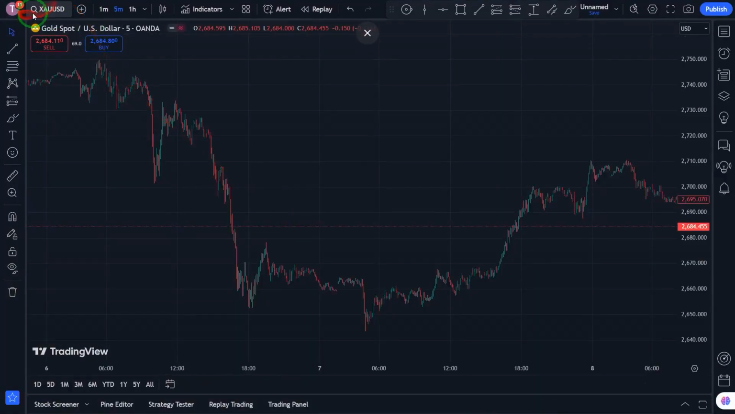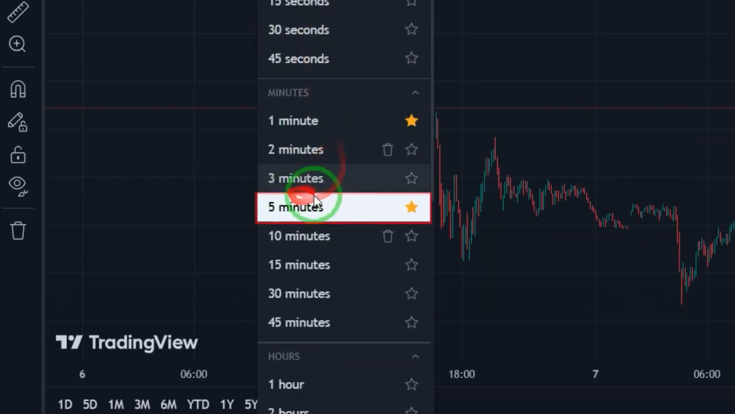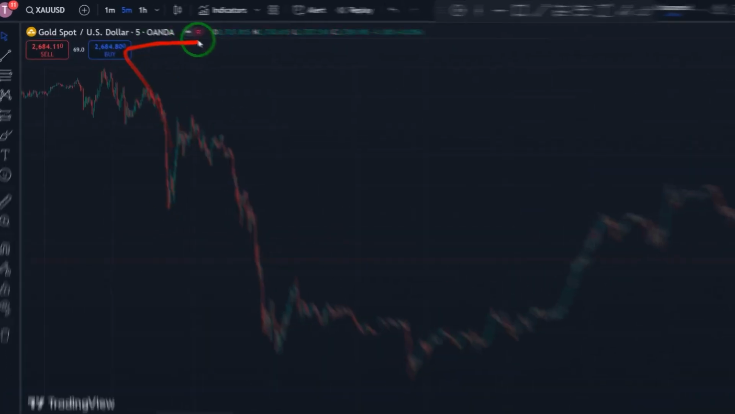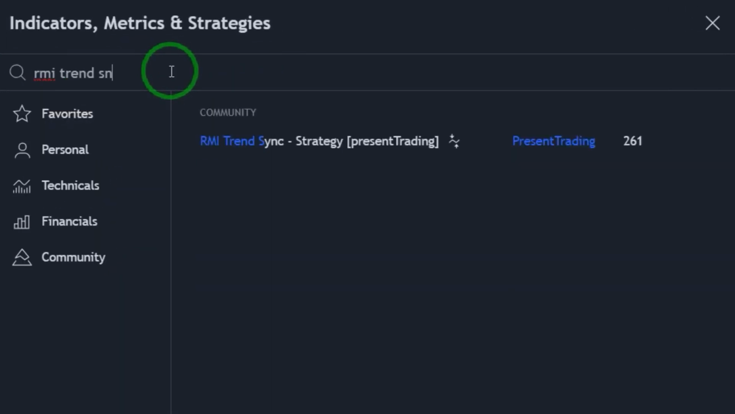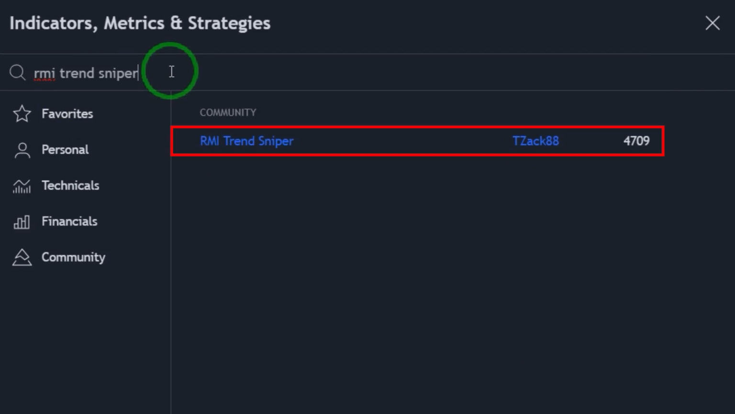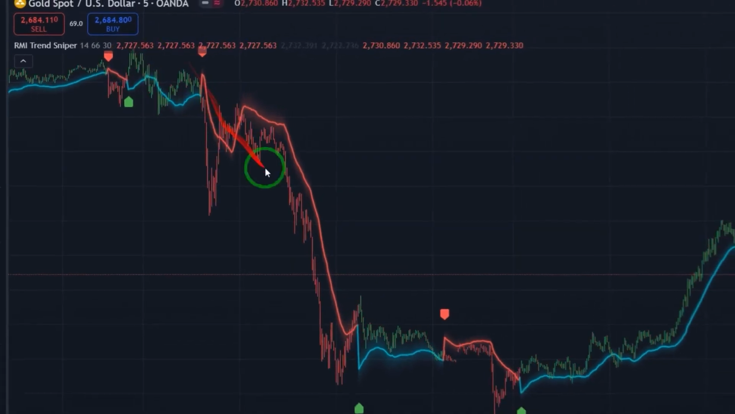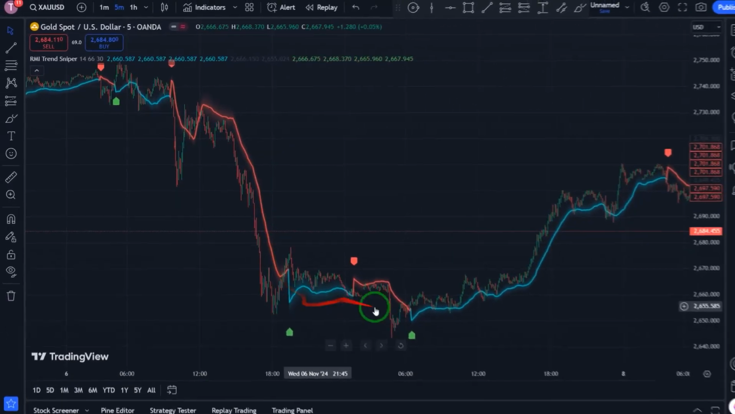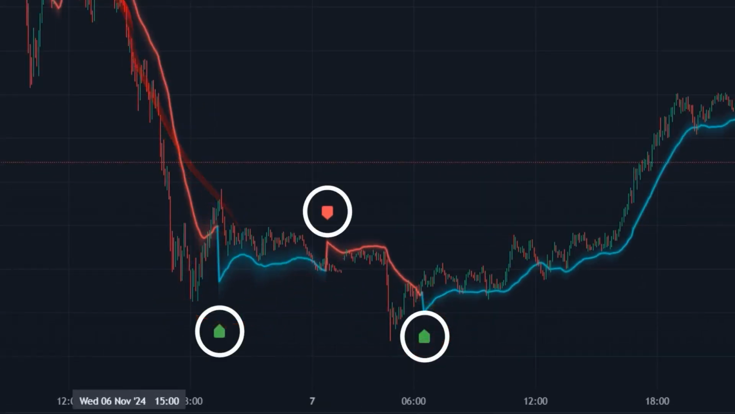After you select your symbol, you can go to the time frame section and choose the 5-minute time frame. Now just type in the indicator section RMI Trend Sniper. Click on it to add it to the chart. This indicator shows us buy and sell signals, and we also have a middle line that we won't focus on too much. What's important for us are the generated signals.